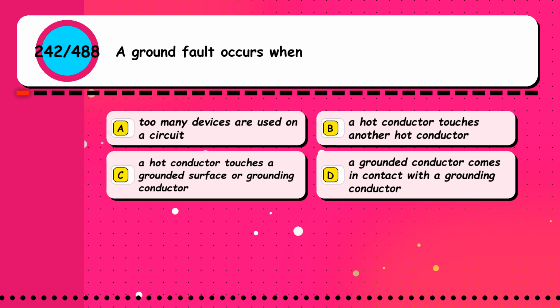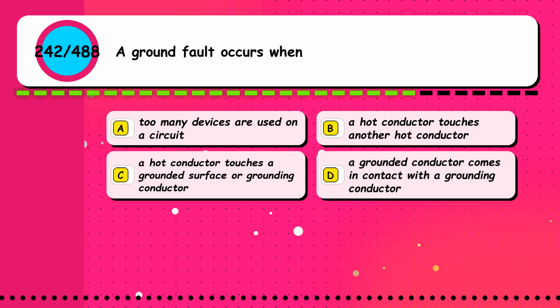Question 242. A ground fault occurs when option A, too many devices are used on a circuit. Option B, a hot conductor touches another hot conductor. Option C, a hot conductor touches a grounded surface or grounding conductor. Option D, a grounded conductor comes in contact with a grounding conductor.